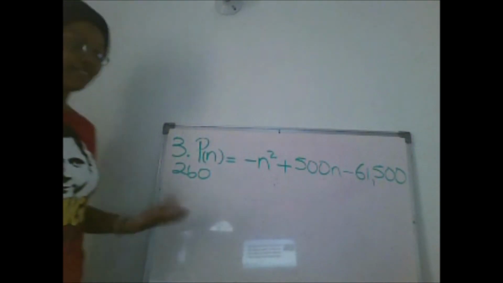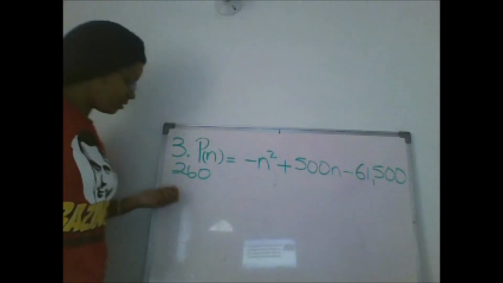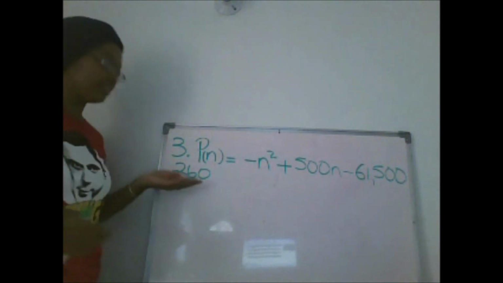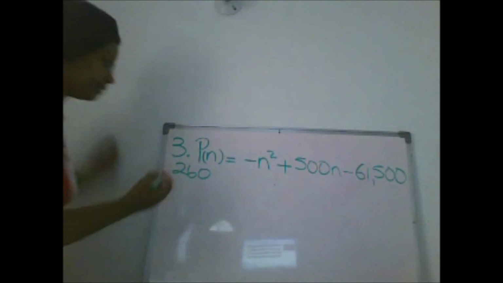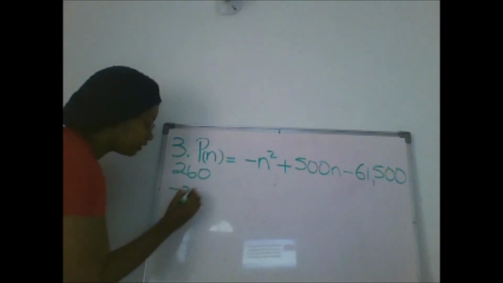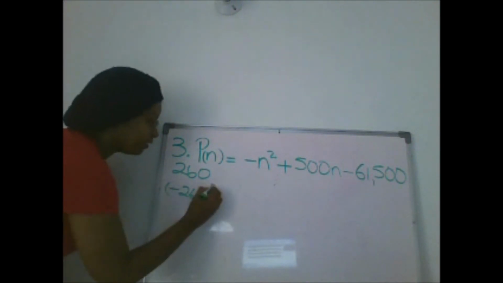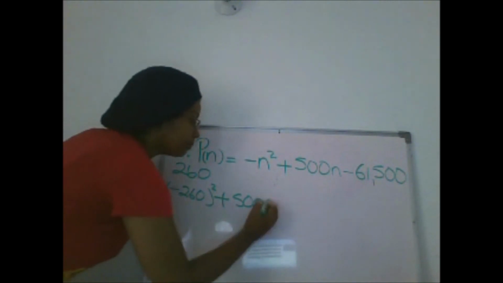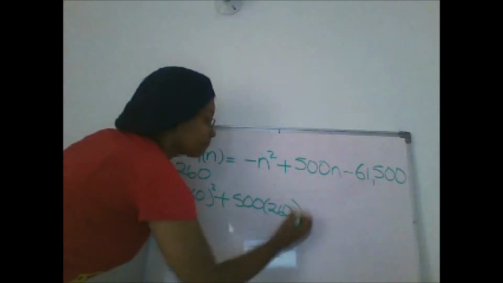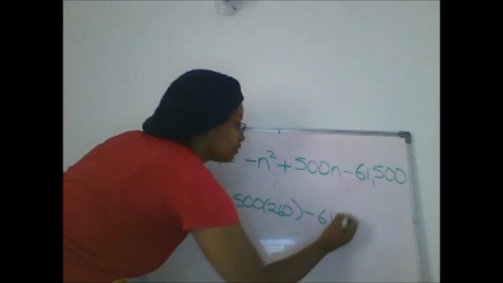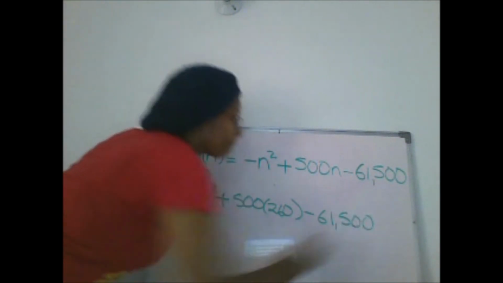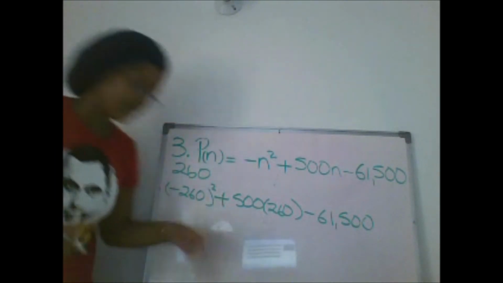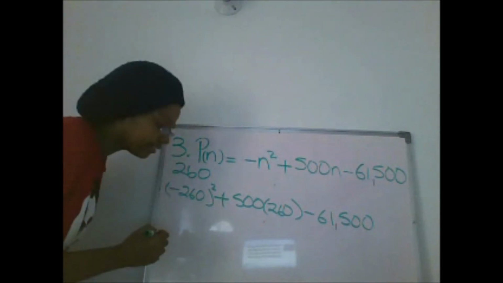Okay, so the next part of the question is asking us to find the profit from 260 items. So we're just going to do as we did before, where we see n, we put 260. So we have negative 260, we square it, like here, plus 500 multiplied by 260 minus 61,500. I kind of skipped a bit of math, I don't want to bore you guys.